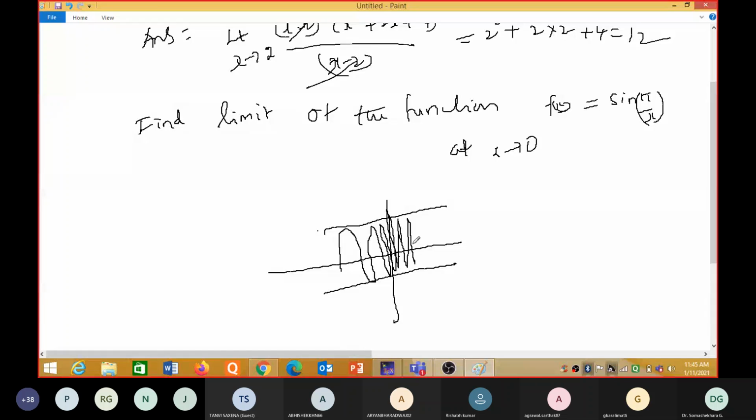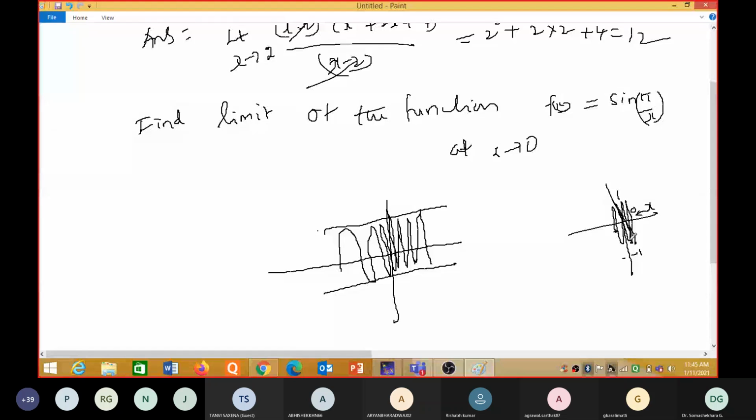Actually, it's going up and down like this. It is very difficult to understand, but that is its nature. Here it is plus 1 and here it is minus 1. So it is oscillating between minus 1 and plus 1. So what can we say here? Does the limit exist for this function?